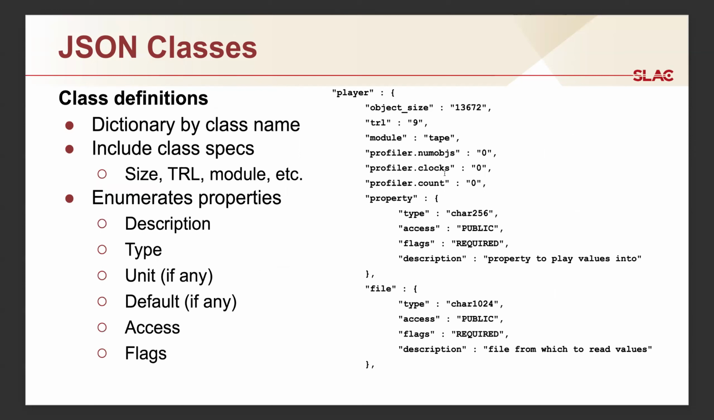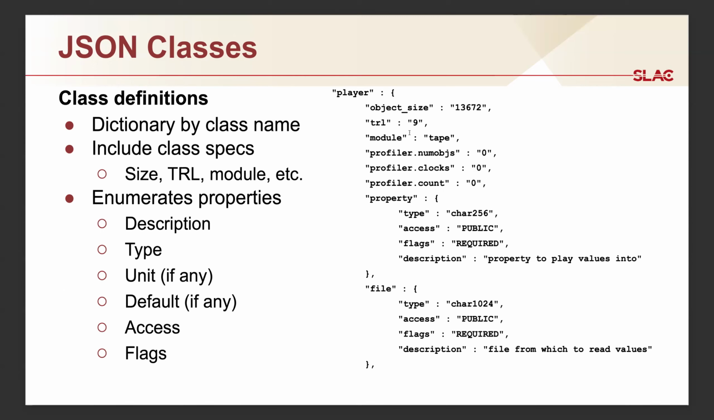Next is a list of all the classes that are implemented by the modules and/or defined by users. There's some information related to the class's usage that would be output if the JSON file was saved at the end of a simulation. So we would know, for example, how many objects were defined, how much time the class took in processing.